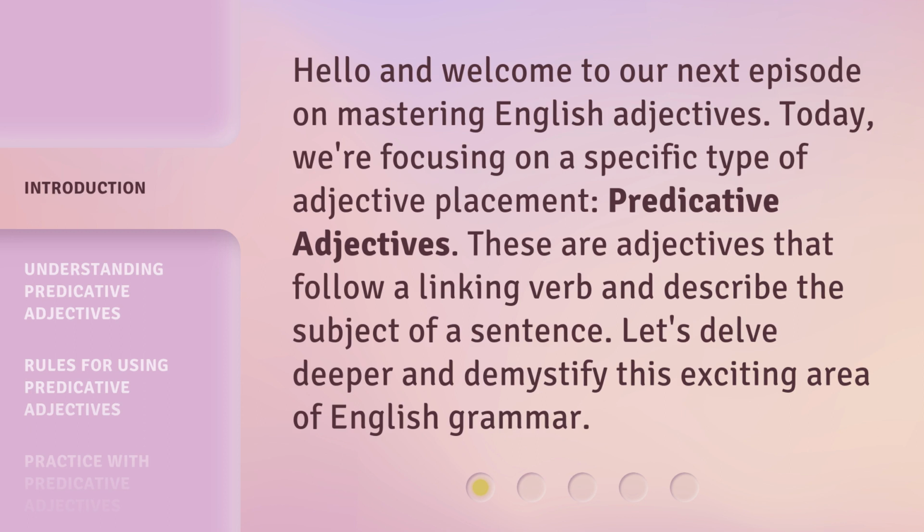Today, we're focusing on a specific type of adjective placement, predicative adjectives. These are adjectives that follow a linking verb and describe the subject of a sentence. Let's delve deeper and demystify this exciting area of English grammar.